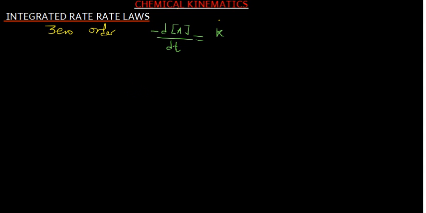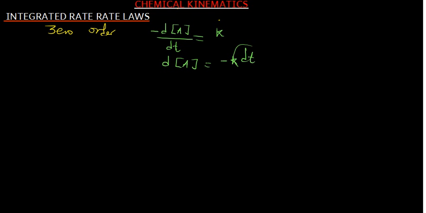Now from this I can cross multiply, first removing this negative, taking it to the other side, or dividing by a negative and then multiplying this by what I can see there. And so that is going to give d[A] being equal to negative K dt.